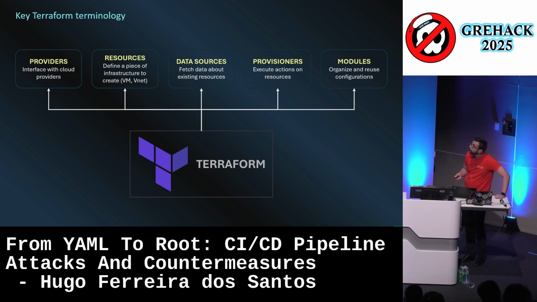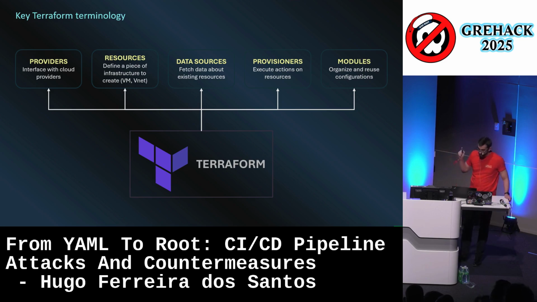The second one, resources. Resources are the assets that you want to create. So a VM, a virtual network, a subnet, a network security rule, etc. Data sources are a function that will allow you to retrieve data about existing resources. For instance, you know the name of a subnet and you want to know the IP ranges. So you can use a data source, give the name, and it will retrieve the IP ranges.